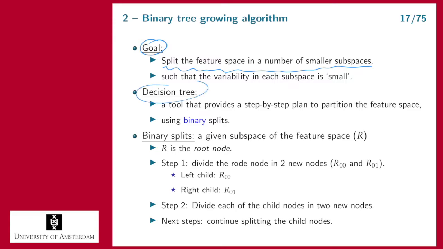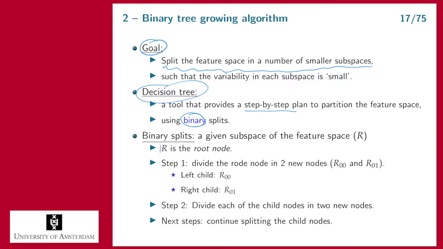So a decision tree is a tool that provides a step-by-step plan to partition the feature space using binary splits. So it's step by step. It means that we are not going to directly split the feature space into several different subspaces, but we will first divide it in two parts, then take one of these parts, again divide it in two parts, and so on. So it means we have a binary split.